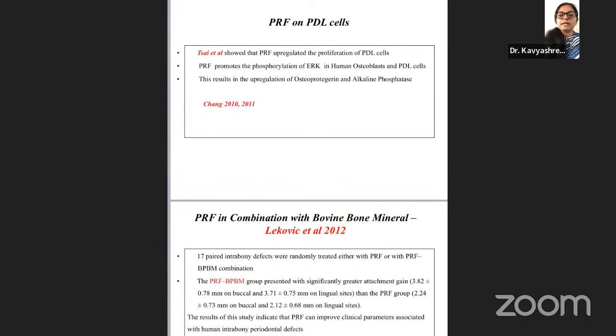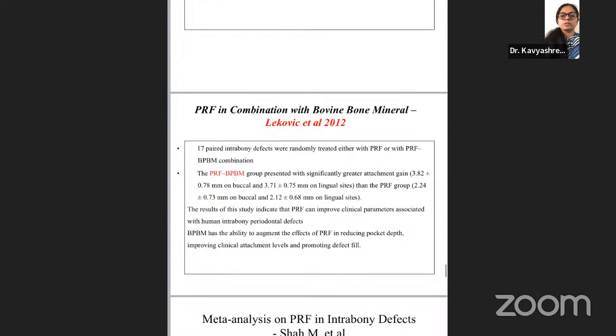A study by Sai et al. showed that PRF upregulated the proliferation of PDL cells. Then PRF promotes the phosphorylation of ERK in human osteoblasts and PDL cells, which results in upregulation of osteoprotegerin and alkaline phosphatase and helps in bone formation.